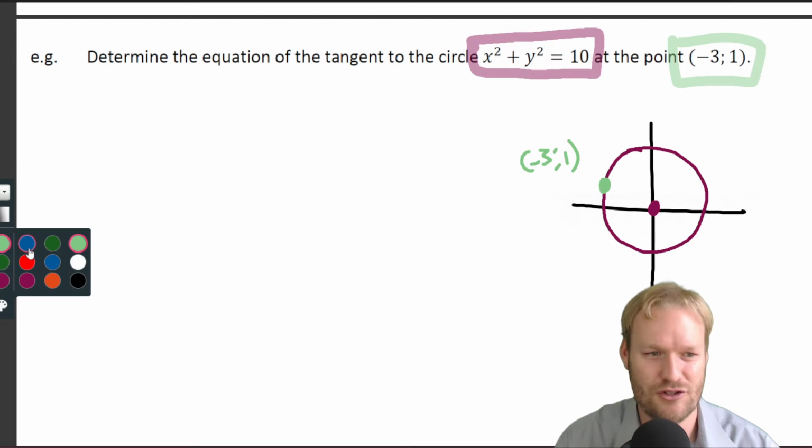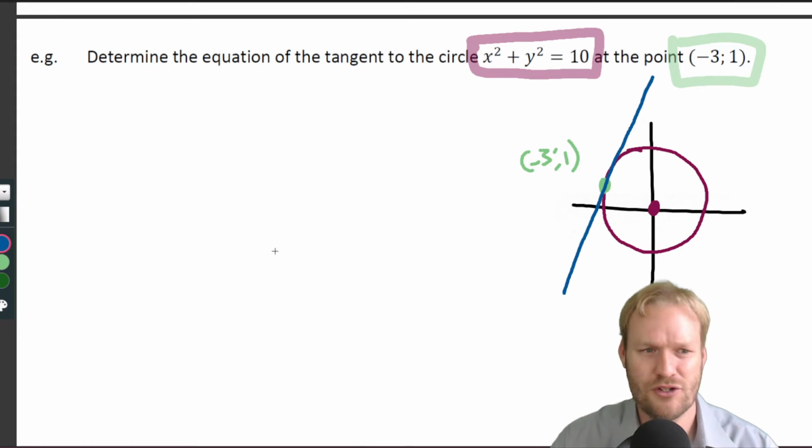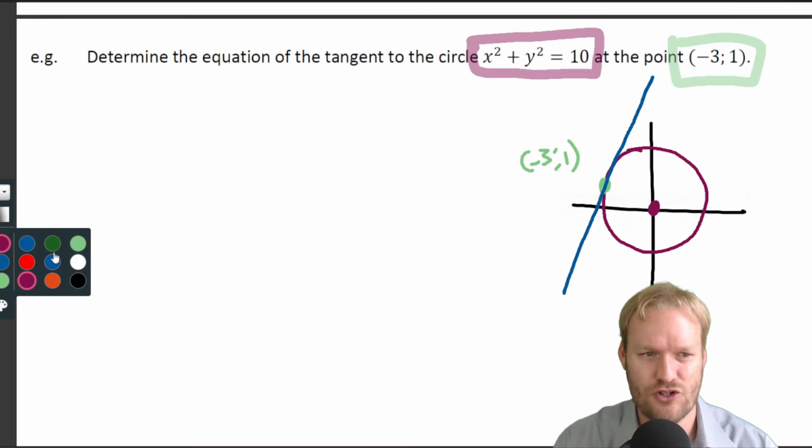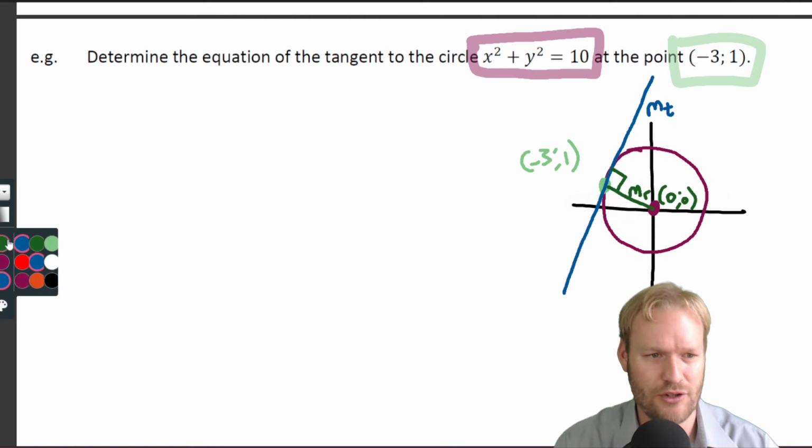So this tangent to the circle must look something like this. And we should have our sketch close enough that we know that it's got a positive gradient. And look, it's kind of going up. So we already said that if we drew a radius, then the radius would be at 90 degrees to the tangent. So here's a point 0, 0. So in other words, if we can work out the gradient of the radius, we can easily work out the gradient of the tangent. Okay, so let's work those things out.